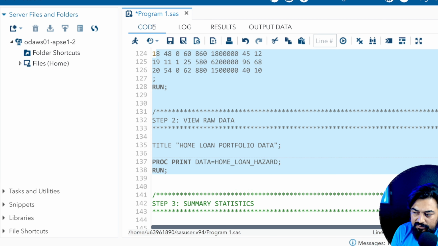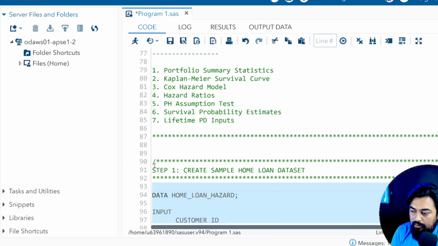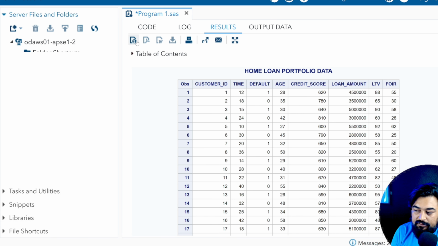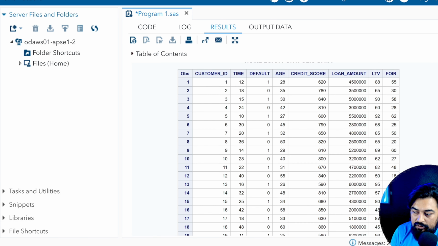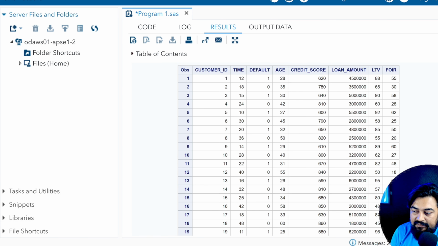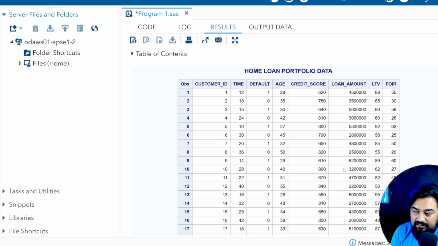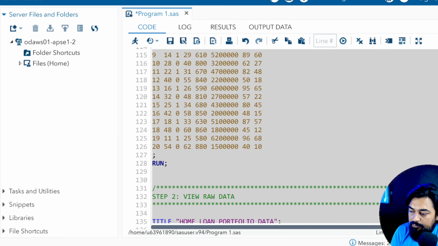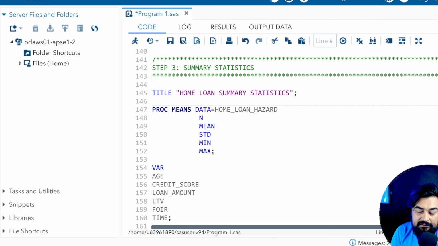So let me try to run this. I just selected this and then clicked on this running person icon. So now this has created this table and you can see all the values are properly present here. Okay, simply, no challenge. We simply created a data set and we printed this.